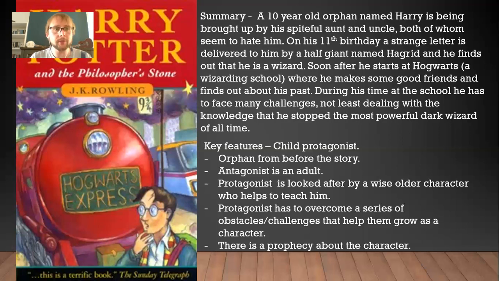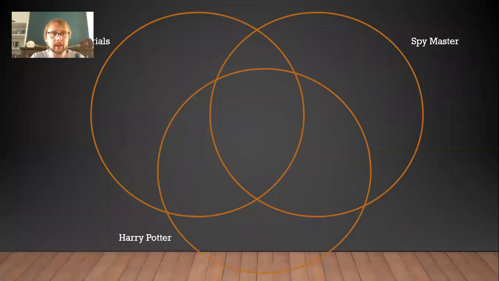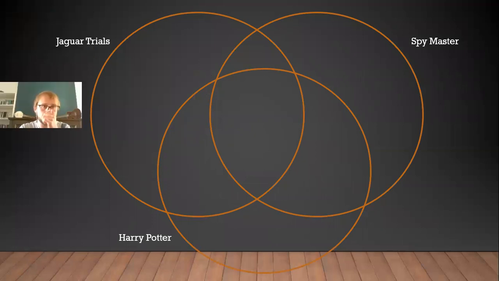So, when you've done that, when you've had your 3 books, you've thought out what the 3 books are, you've written your summary, you've written down the key features for each of those 3 books, you then can put them into a Venn diagram. So here is my Venn diagram. Needs 3 circles. You don't have to do it like this.